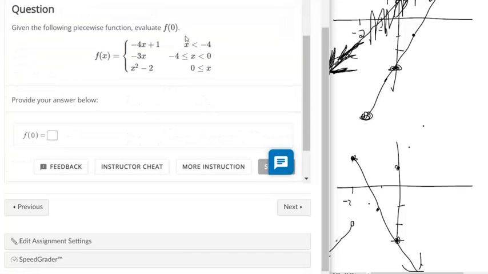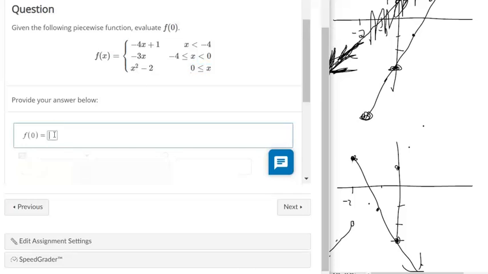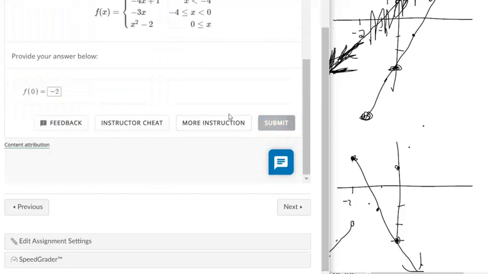Same thing here. Plug in 0. This is the one where x could possibly equal 0. So 0 squared is 0. 0 minus 2 is negative 2. Okay, that stuff. I have another video for that too, but.